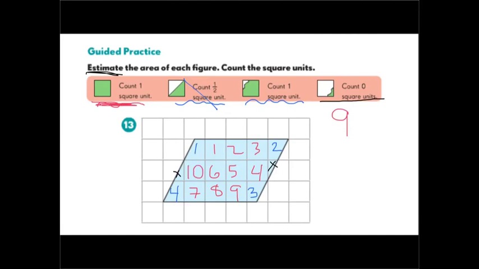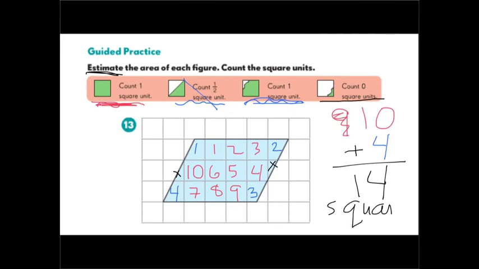Okay, so now I have 10 complete, and I have 4 that are almost complete. So my total is 14 squares. My estimate total is 14 squares.